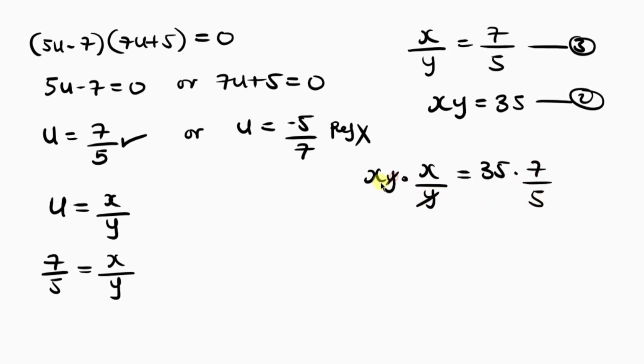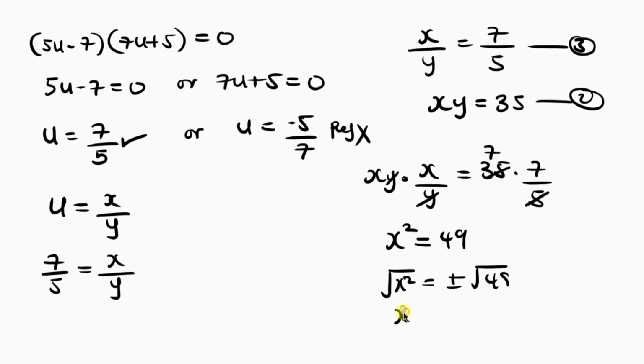Now y will go, so x times x is going to give me x squared, equal to 5 can go, I have 7. So 7 times 7, I'm going to be having 49. So taking the square root of both sides, I'll be having plus or minus the square root of 49. So that x squared, I'll be having just x, to be equal to plus or minus square root of 49, which is 7. So I've got the value of x to be plus 7 and minus 7.